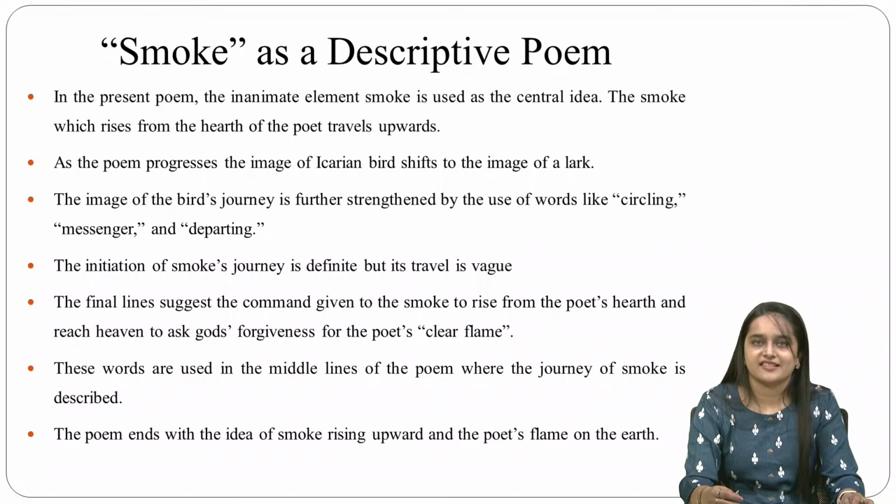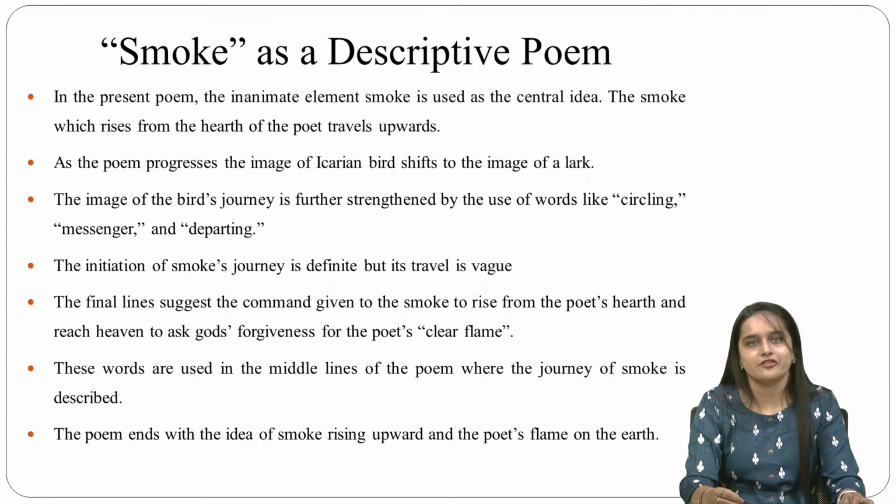The final lines suggest the command given to the smoke to rise from the poet's hearth and reach heaven to ask God's forgiveness for the poet's clear flame. Here, clear flame may suggest the artistry of the poet, which is now devoid of any impurities, but initially was an act of defiance, as suggested in the first few lines of the poem.